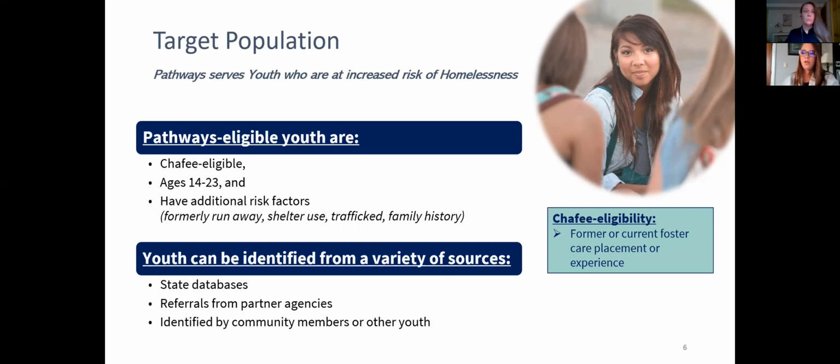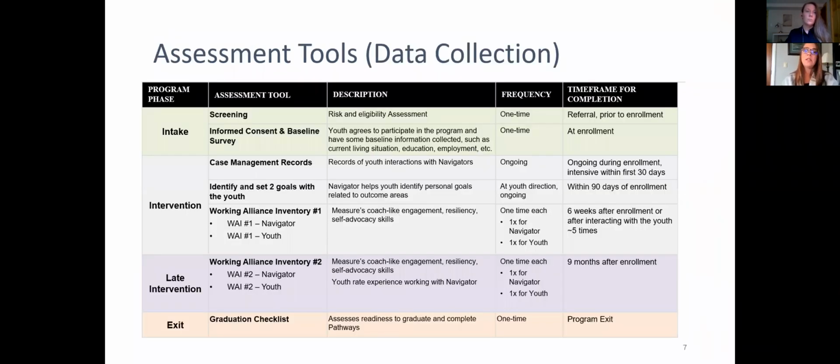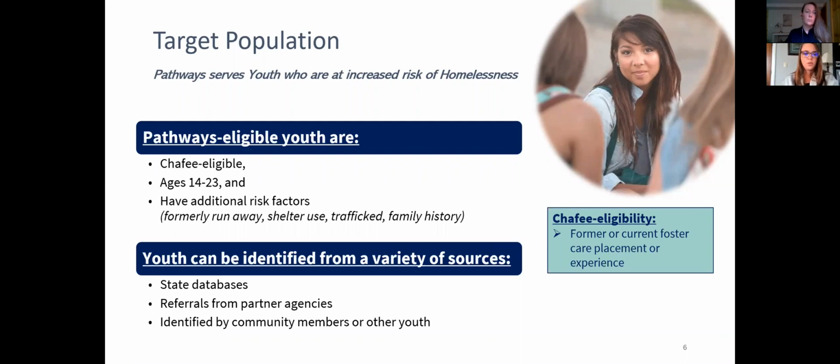We know that not all youth that you serve are going to fall within that category, but we do know the majority of youth that you serve will fall into that category. And how do we determine if they're at an increased risk of homelessness? They answer yes to one or more questions on our risk screen, our screening tool, which we'll review here in just a minute. But pathways eligible youth that we're going to enroll and serve in this study are Chafee eligible youth. They're age 14 to 23, and they have an increased risk of homelessness by answering yes to one or more questions on the screening tool.